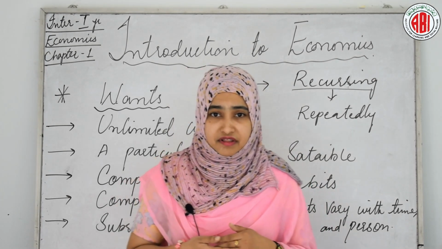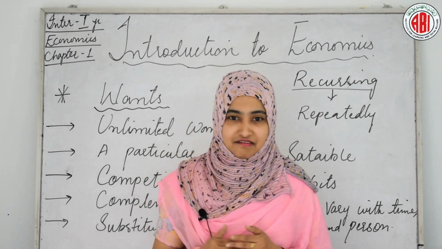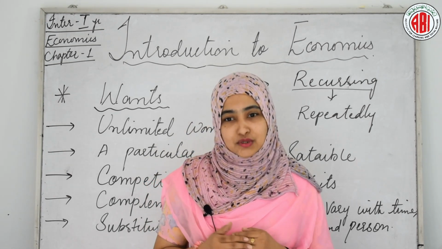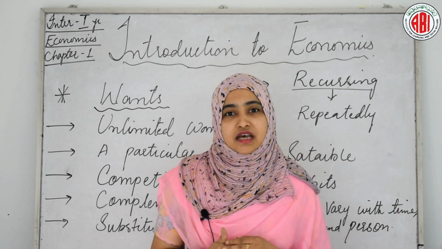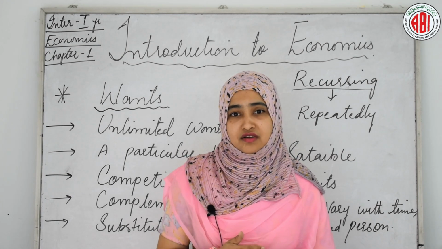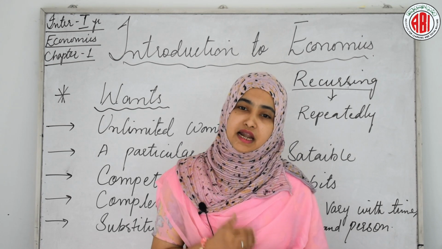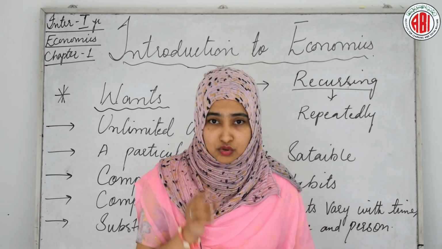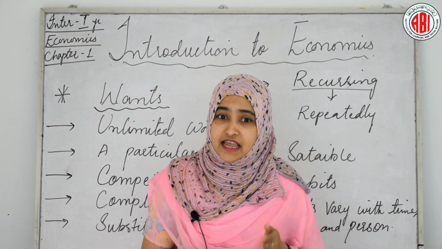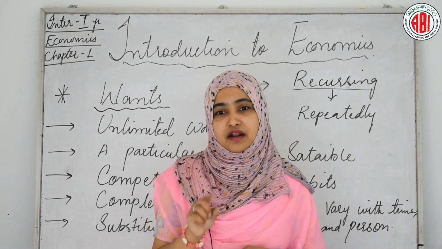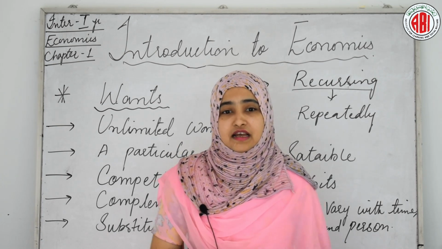After that, competition. Wants are unlimited, we know very well, whereas resources to satisfy them are limited. Over a period of time, wants are changing, and through that changing of wants, the resources are also changing. But here wants are unlimited and resources that satisfy those wants are limited. Therefore, a scale of preference is essential to satisfy wants. Then complementary. What is complementary?